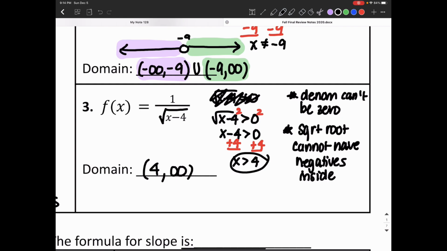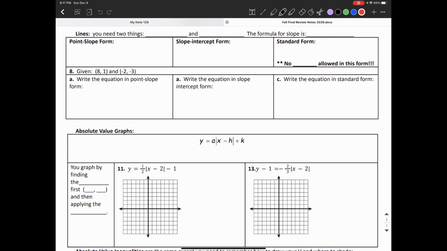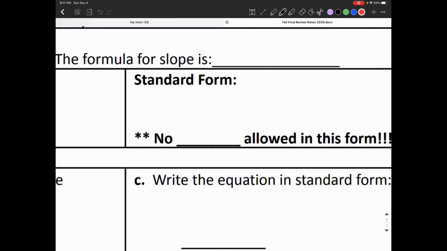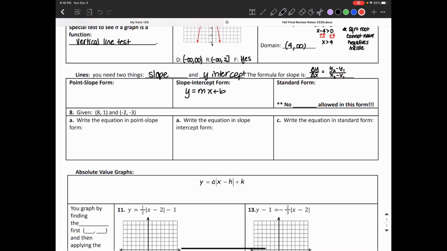The next thing I'm going to talk about is lines. The form that we use most of the time is called slope-intercept form, and I know that is y equals mx plus b. For y equals mx plus b, we need two things. We need the slope and we need the y-intercept. Sometimes the slope isn't going to be immediately given to us, so we need to know how to find it. The formula for slope is the change in y over the change in x, or you can write it as y2 minus y1 over x2 minus x1, whichever you prefer.